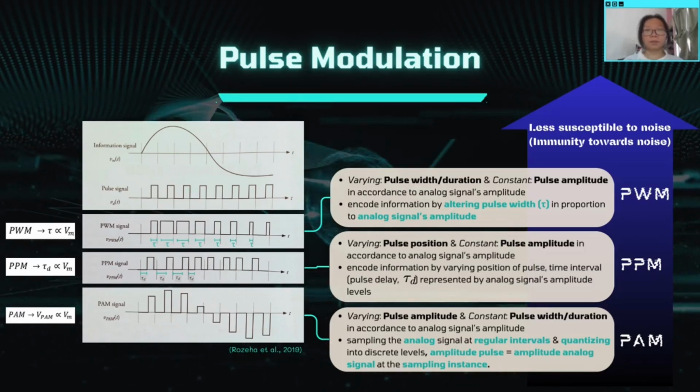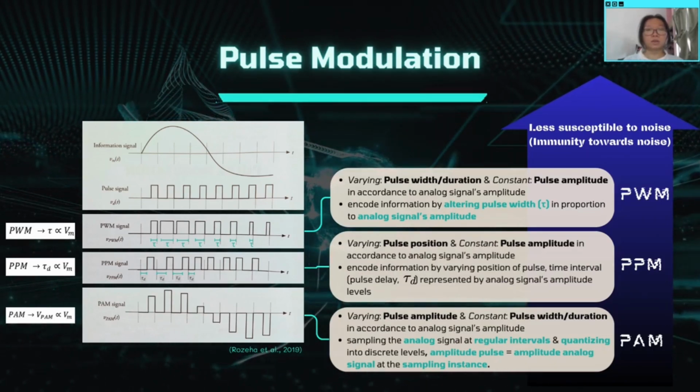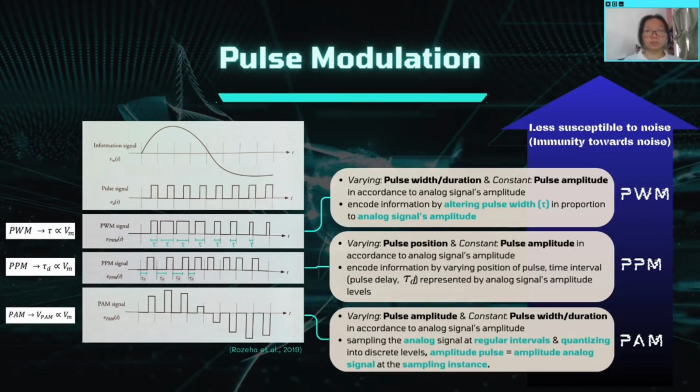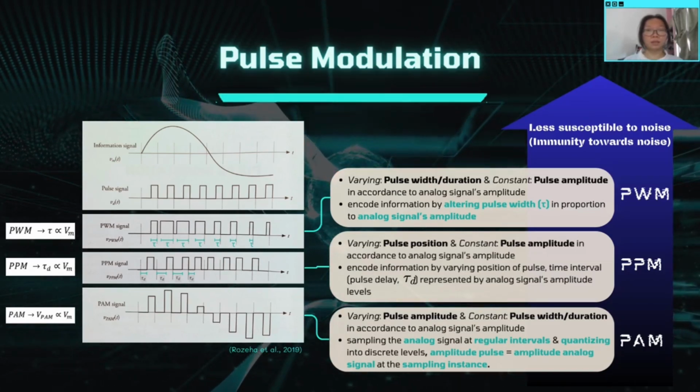In PPM, the varying parameter is pulse position, and the constant is pulse amplitude. It encodes information by varying the position of the pulse, with the time interval indicated by tau d, represented by the analog signal amplitude.